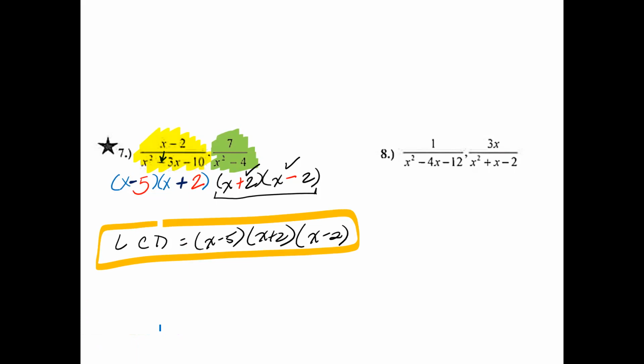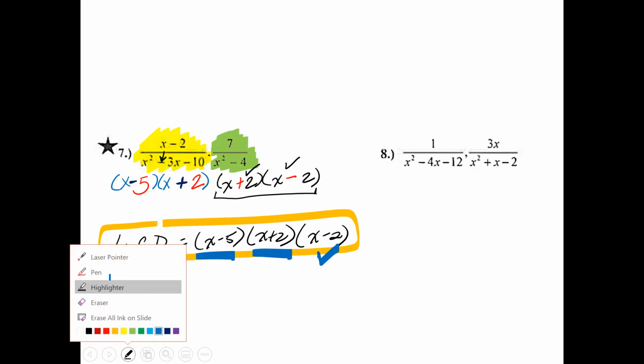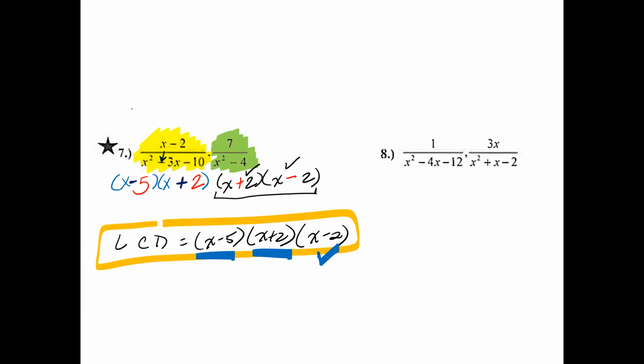So now that I have my lowest common denominator, I have to ask myself, what is my first fraction in yellow missing? It has the x minus 5, it has the x plus 2, but it does not have the x minus 2. So what I need to multiply in my first fraction is an x minus 2 top and bottom to complete that, okay?